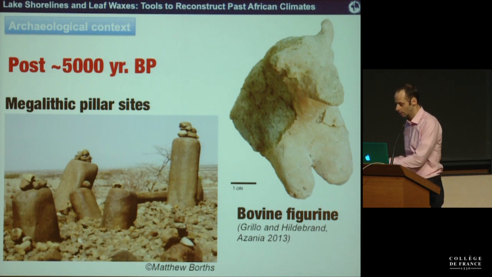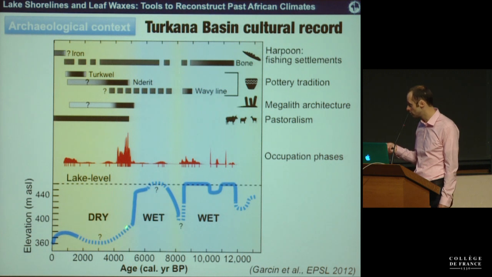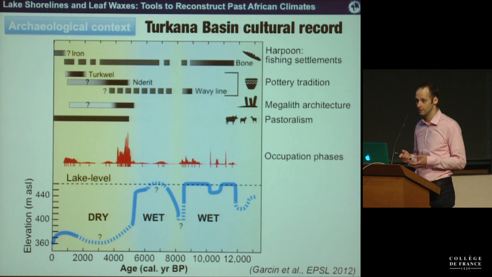Now, when we compare our lake level reconstruction here, which is showing a wet climate before 5,000 years in the Holocene, and a dry climate after 5,000 years, we see that there is some striking coincidence with the Turkana Basin cultural record. For example, at this transition, there is the appearance of a new pottery tradition, there is the development of megalithic architecture, and there is the emergence of pastoralism. And you can see that from 5,000 years to 4,000 years, this is the time with the highest concentration of radiocarbon ages related to human occupation, which suggests that there was most probably the highest density of people around the lake.